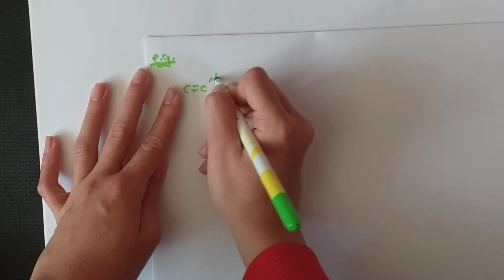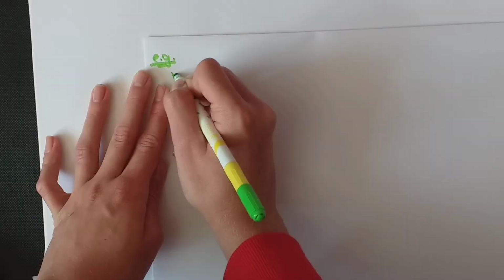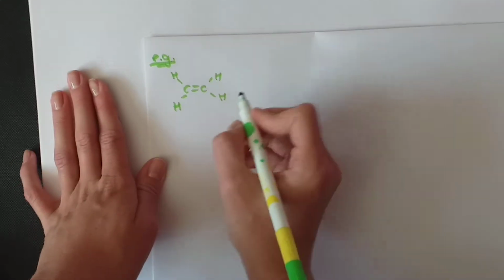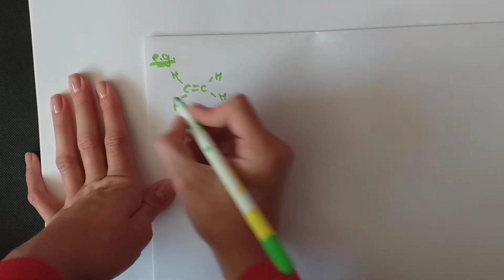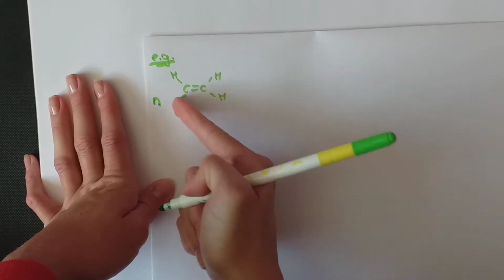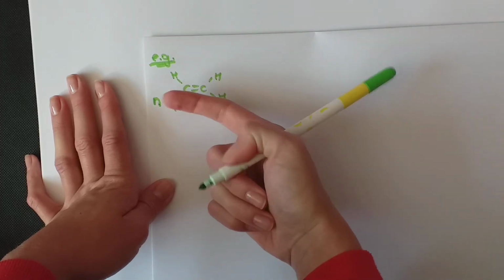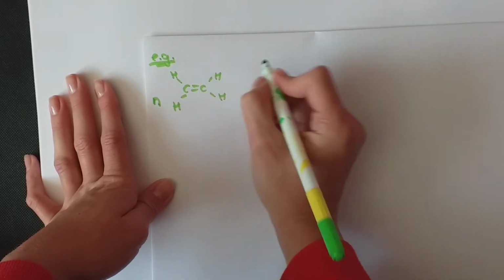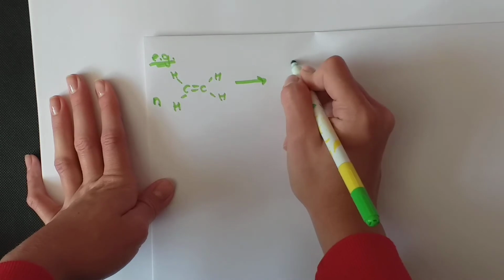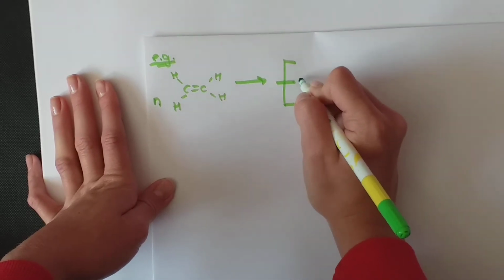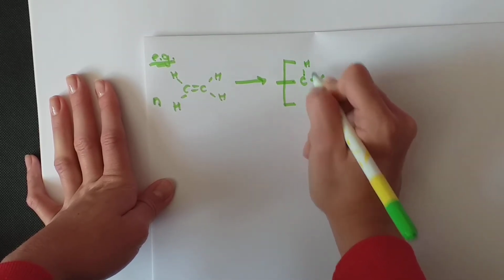And this is using ethene. Ethene can be made into a polymer. If we're talking about polymers, we always have to put the n, which gives the number of these monomers. And we form a polymer. This is how you draw a polymer.